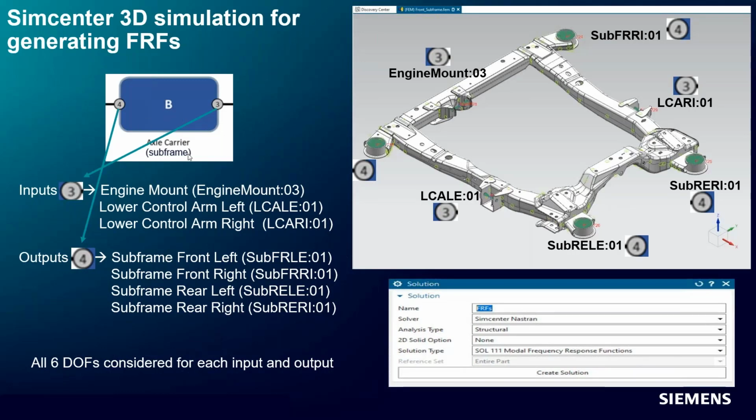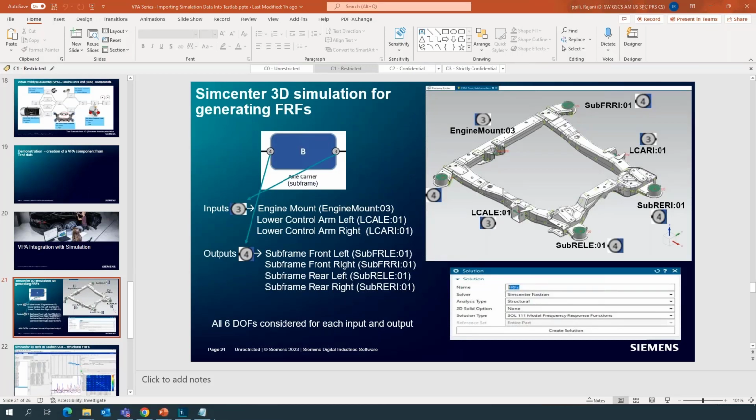In this example, we'll have a subframe model, and for the subframe, there are certain input and output locations. The inputs shown by this number 3 are the engine mount, control arm left and control arm right. And the subframe 4 locations are the output locations. We are considering 6 degrees of freedom for each input and output. So in this scenario, we want to do some analysis and show how SimCenter 3D can generate these FRFs using solver 111. Shall I initiate that video for showing how this analysis can be done in SimCenter 3D?